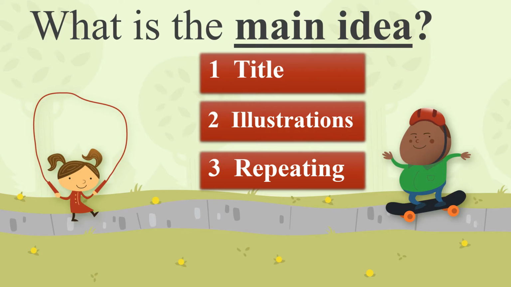So I'm going to read a text, and this is what I want you to listen for. Listen for me to say the title. Listen for me to describe the illustration. And listen carefully for any words that might be repeating, because that will give us clues as to what the main idea of the text is.